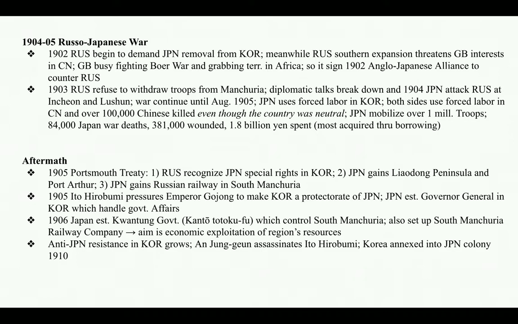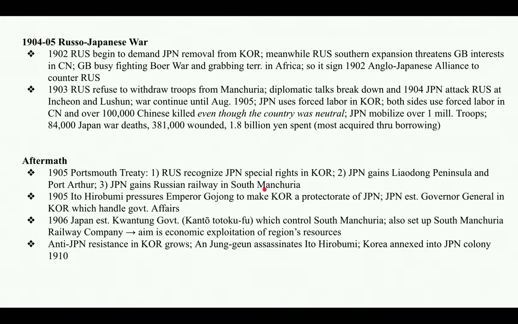And the 1905 Portsmouth Treaty, which settled the war between Japan and Russia: in this treaty, Russia recognized Japan's special rights in Korea. And also Japan gained the Liaodong Peninsula and Port Arthur. So it got back a lot of this territory it had lost in the Liaodong Peninsula after the Triple Intervention in the previous Sino-Japanese War. And then Japan also gained Russian railway rights in South Manchuria.